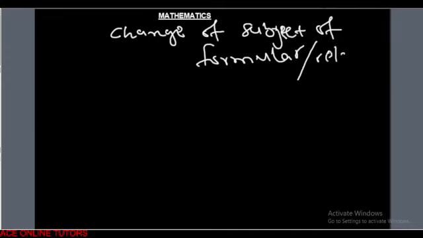Sometimes they call it change of subject of relation. It's either change of subject of formula or change of subject of relation. So what they want you to do is make that variable that they mention stand alone.